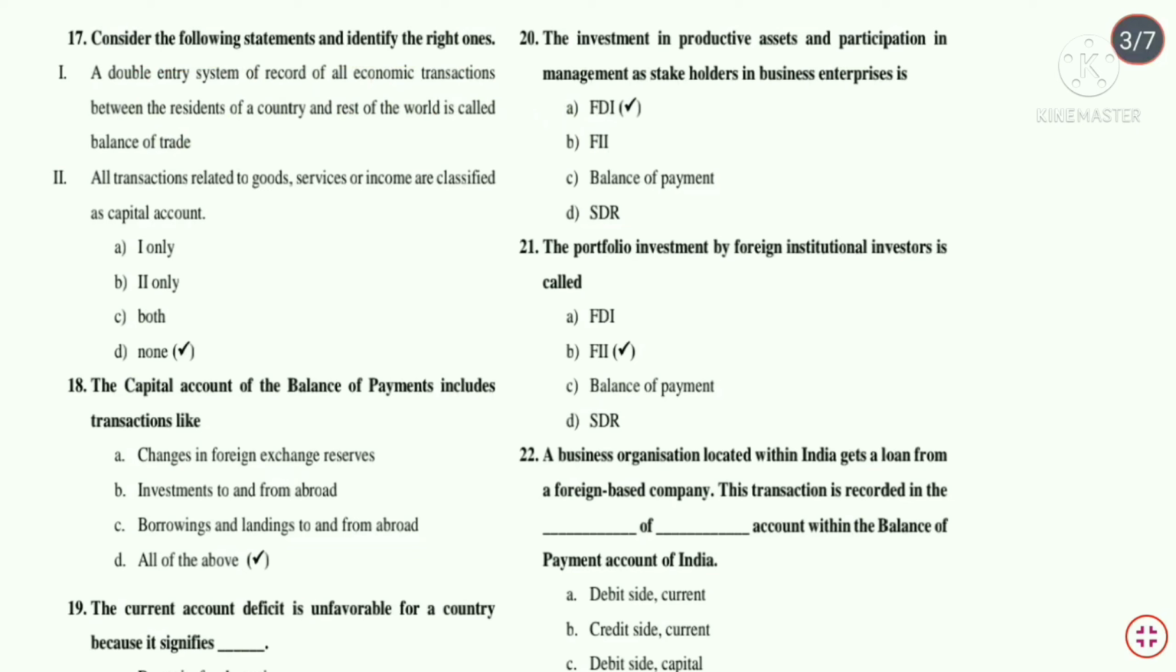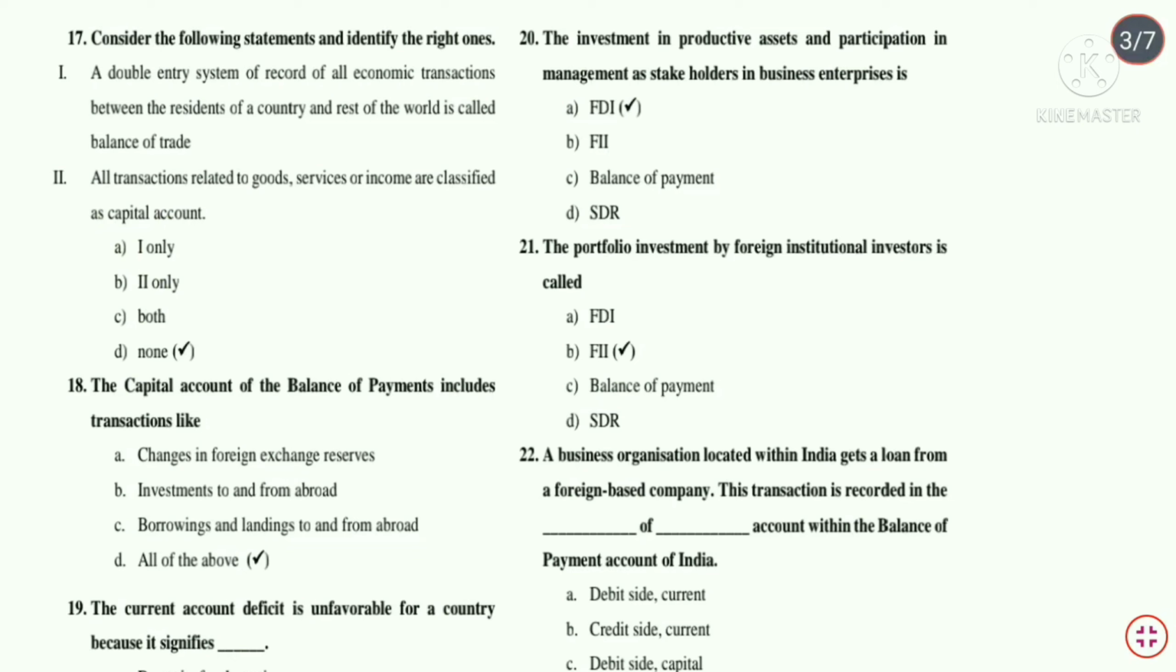Next question is, consider the following statements and identify the right ones. सबसे पहला statement जो है, a double entry system of record of all economic transactions between the residents of a country and the rest of the world is called balance of trade. Next statement, that is all transactions related to goods, services or income are classified as कैपिटल अकाउंट.